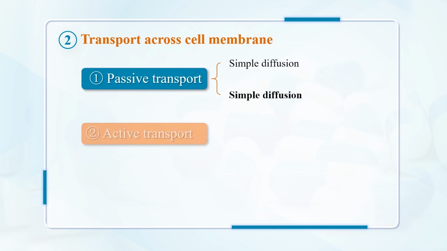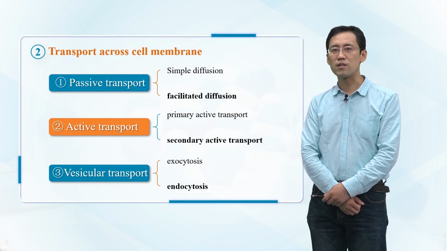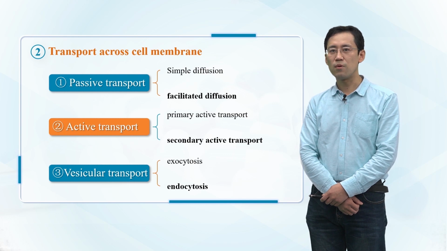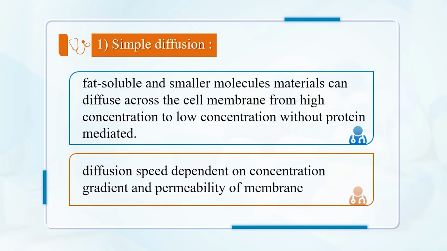The more important thing is transport across cell membranes. It can be classified into three types: passive transport, active transport, and vesicular transport. For passive transport, there are simple diffusion and facilitated diffusion. Active transport includes primary active transport and secondary active transport. Let's see simple diffusion first.